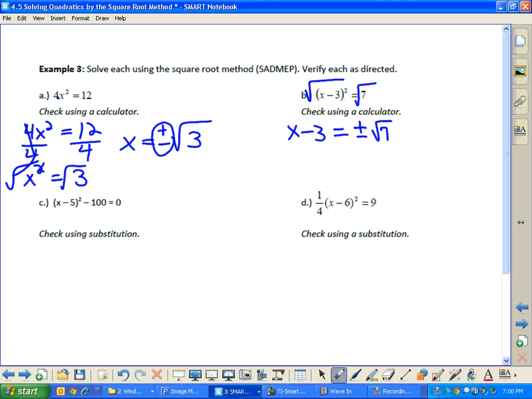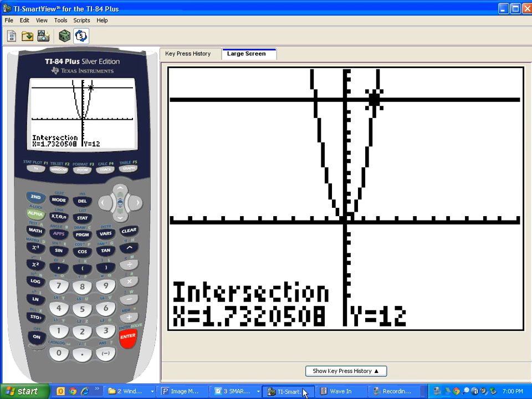Then I can get rid of that minus 3. Add 3 to both sides. We get 3 plus or minus the square root of 7. Typically we write this in 2 different answers so that we could check both decimals on the calculator. One of my answers is 3 plus the square root of 7. The other one is 3 minus the square root of 7. And I'll go ahead and get those decimal approximations on my calculator.